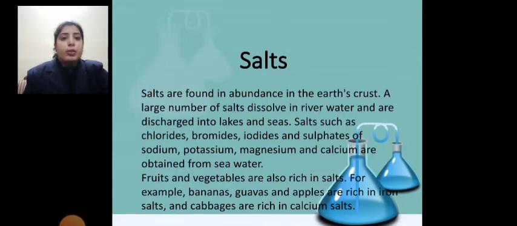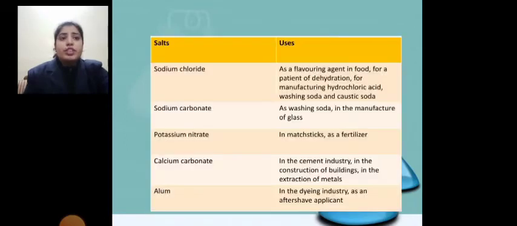For example, guava and apple are rich in iron salts, and cabbage is rich in calcium salts. So the fruits and vegetables are also rich in salts. Now here are some salts and their uses.